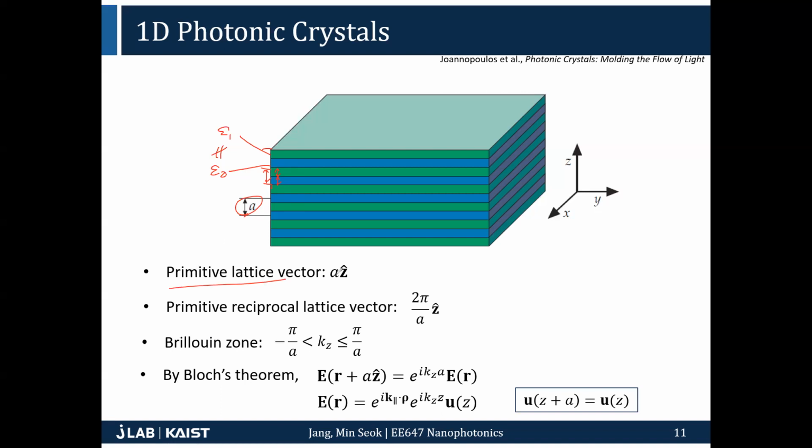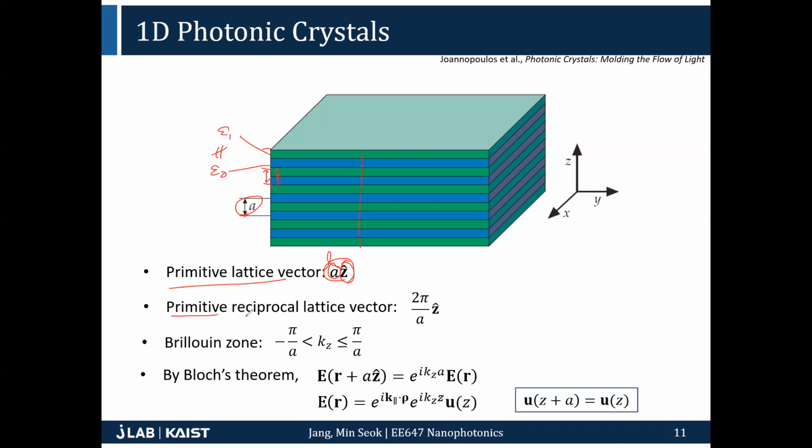So the primitive lattice vector in this case is a z-hat, right? This is also a Bravais lattice, a 1D Bravais lattice. And the primitive lattice vector in this case is a z-hat. Any integer multiple of this vector tells you about the lattice points.